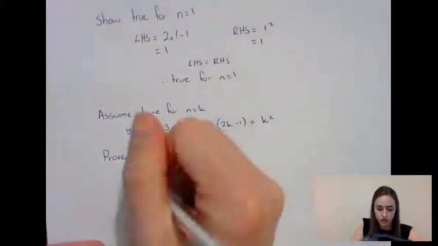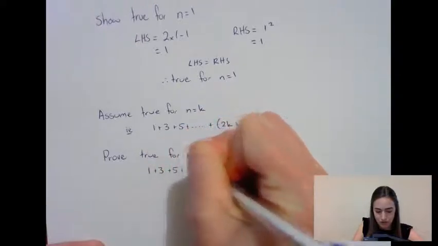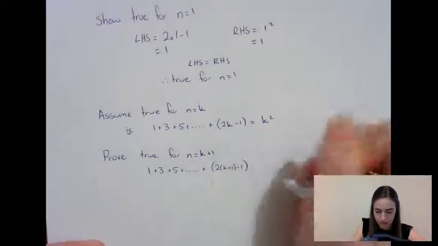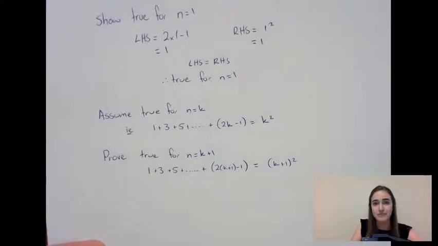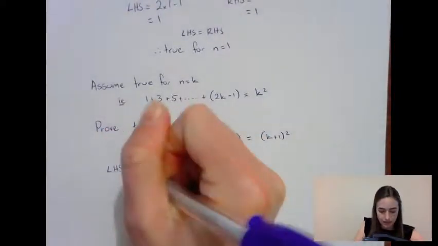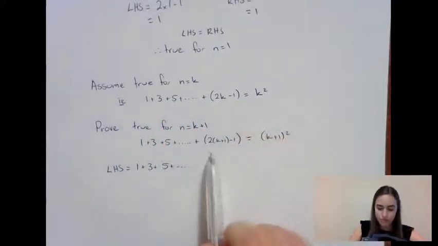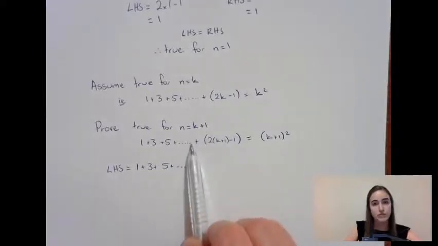So what we're trying to prove is that 1 plus 3 plus 5 plus all the way up to 2 times k plus 1, minus 1, has to be equal to k plus 1 squared. So we're going to try and prove that this is equal to this one. I'm going to start with the left-hand side and manipulate it. So the left-hand side, 1 plus 3 plus 5 plus... Now before I write this last term in, I'm going to write in the term that would come directly before it.